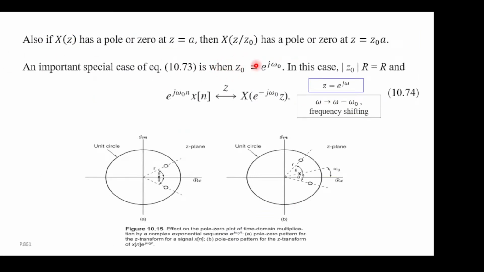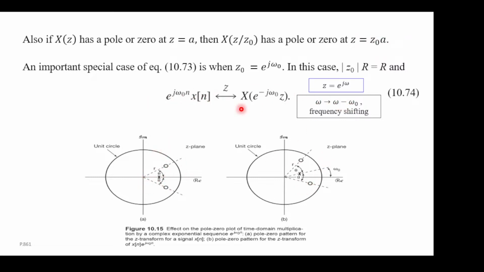But if the absolute value is 1, we can also have a z0 just being a pure imaginary exponential, so just e to the j omega 0. And in this case, the ROC doesn't change because the absolute value of z0 is equal to 1, but the pole and the zeros got shifted, because we still have this pole and the zero got changed to z0 times a. So basically they got rotated.